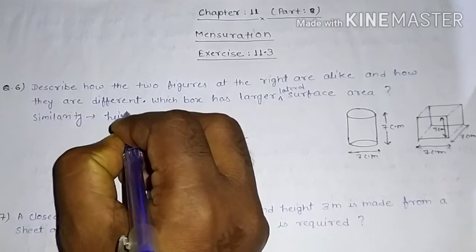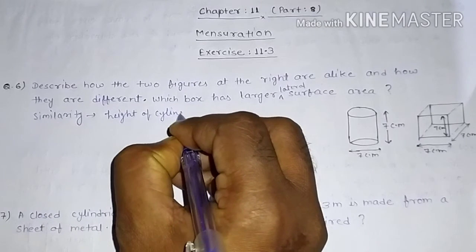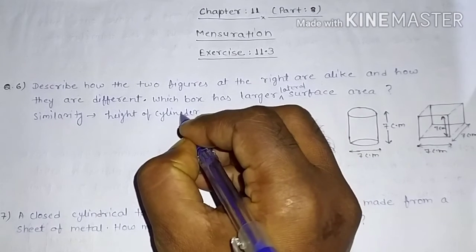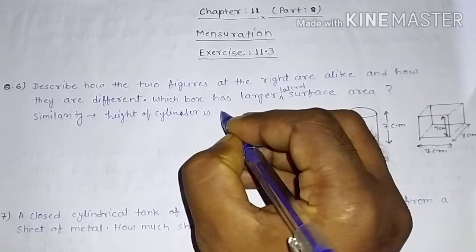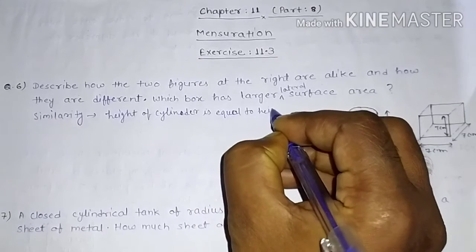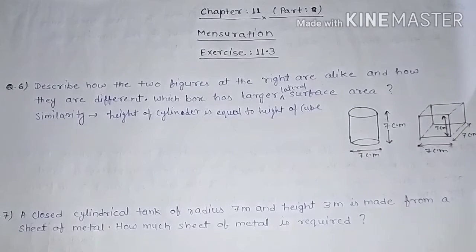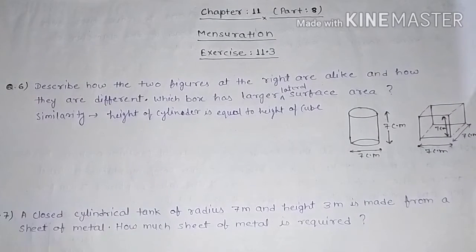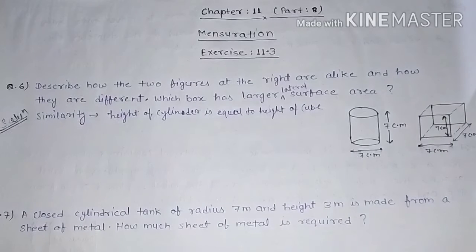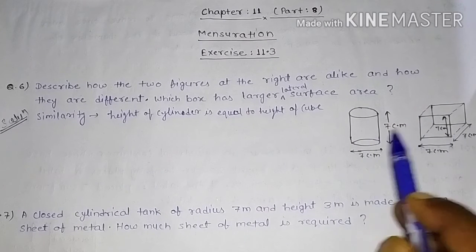So height of cylinder is equal to height of cube. Now this is the similarity. Here we can write the solution. Similarity: height is the same in both figures.